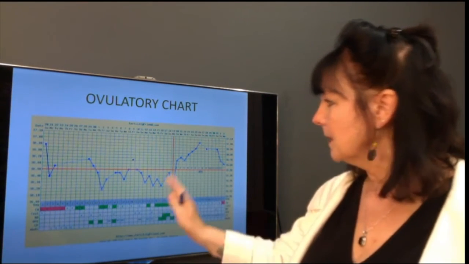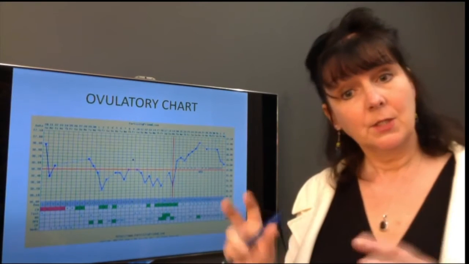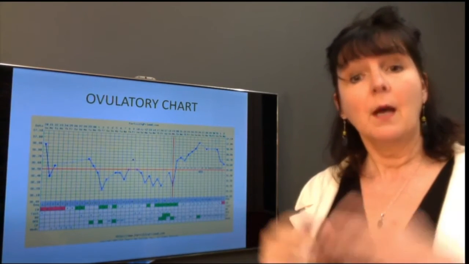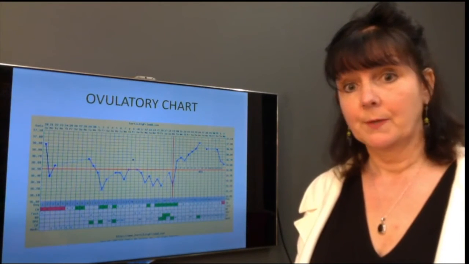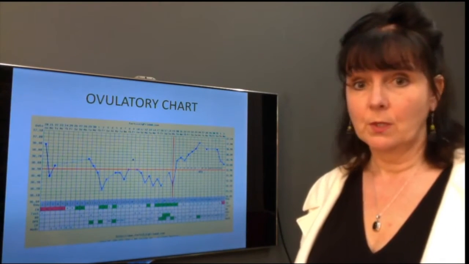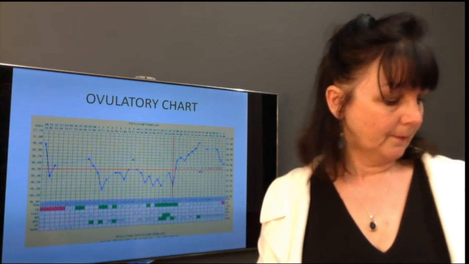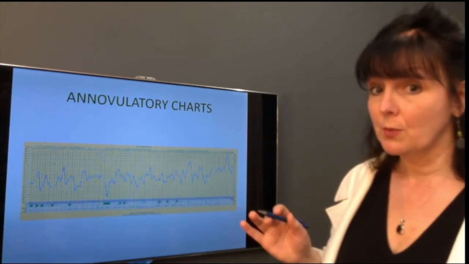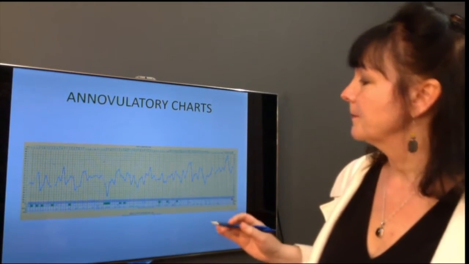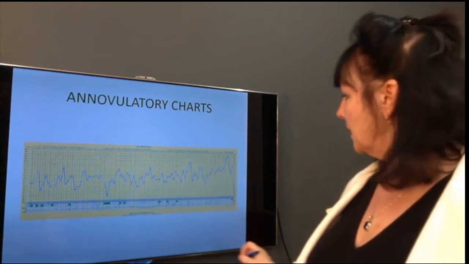So I hope that you're starting to see just how useful these can be, either for you as a practitioner, or if you're using them to chart your own cycle. They provide you with a huge amount of information. So now we're going to look at some of the interesting ones that show us where there are anomalies. So this is an anovulatory chart.